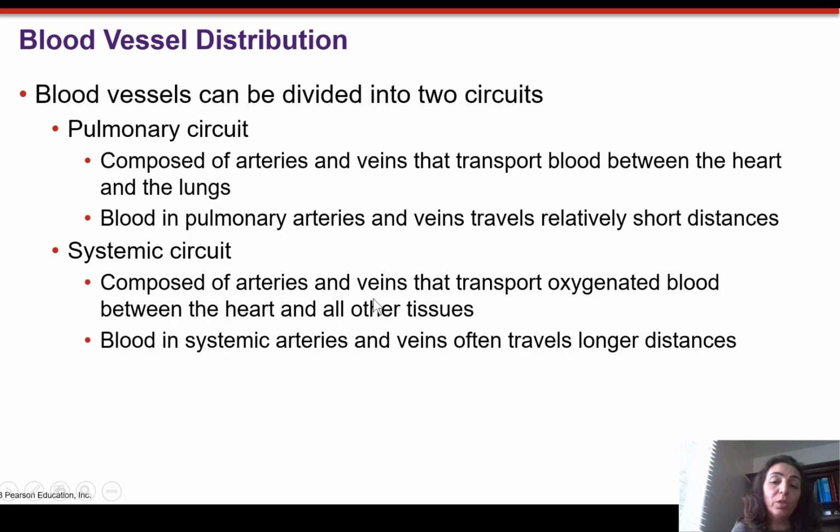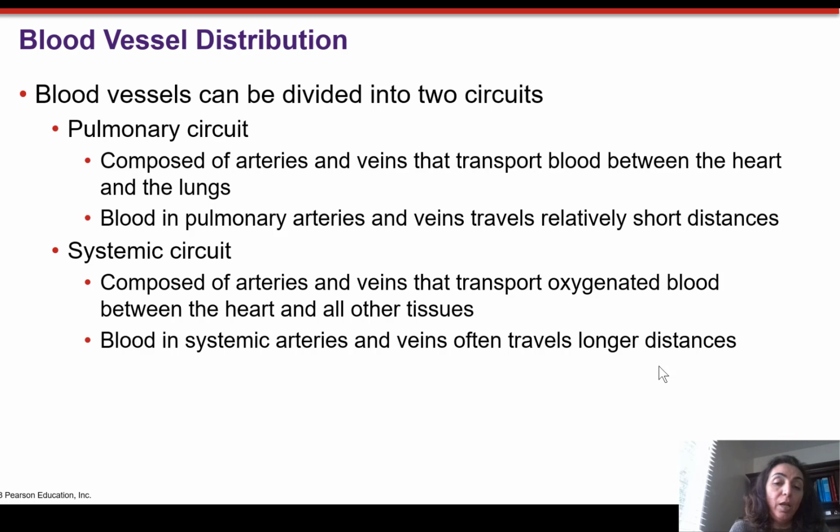So we transport oxygenated blood between the heart and all other tissues. Blood in systemic arteries and veins often travels longer distances, as you all know. It may go all the way to the end of the foot, may go all the way to the end of the hands, right?